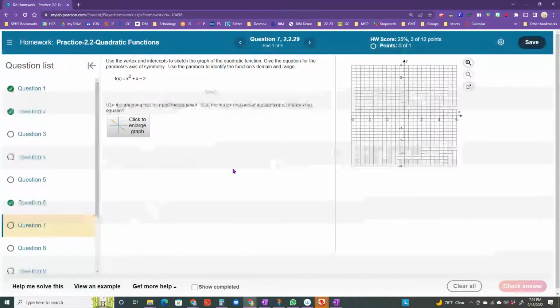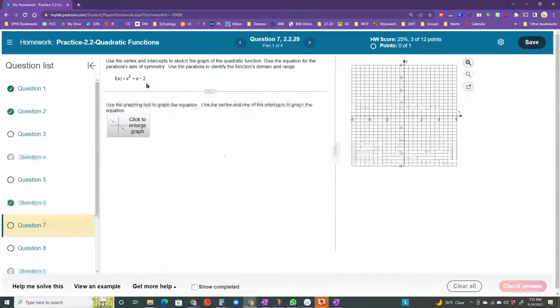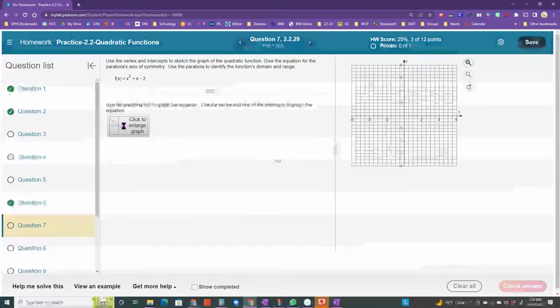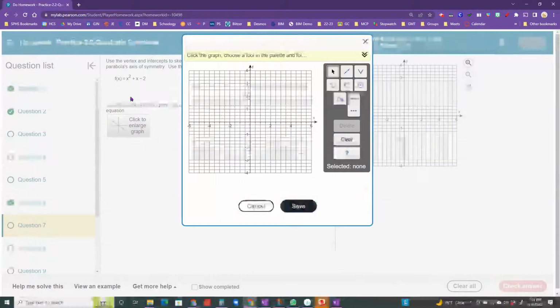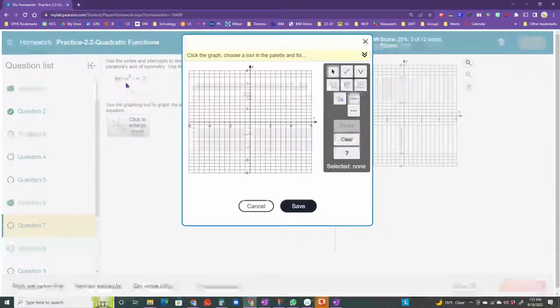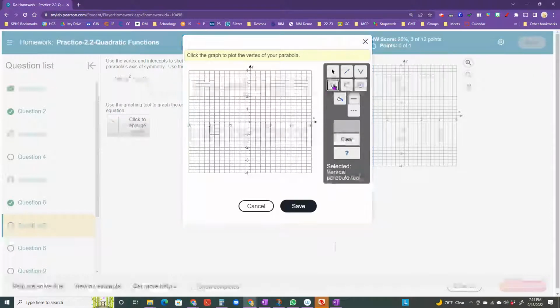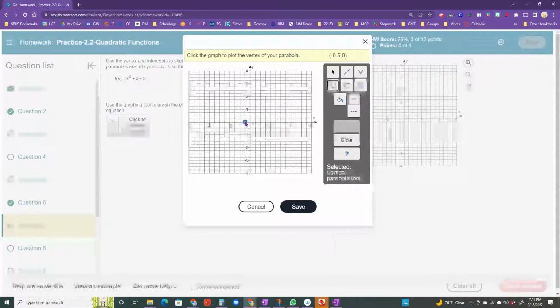Okay, and one more doing the same type of thing, but this is not in that vertex form. So we have to go figure out negative b over 2a. And negative b over 2a is, you can do that, pause the video, see if you get it right, come back. Negative b over 2a is negative 1/2. And when you plug negative 1/2 in here, you're going to have 1/4 minus 1/2 minus 2, which is negative 9/4.